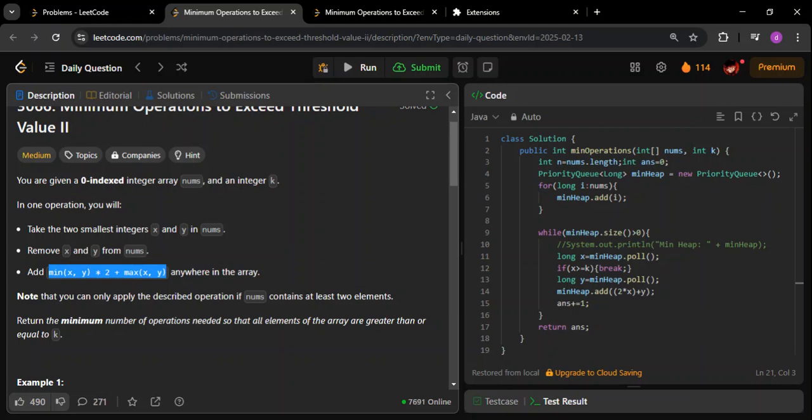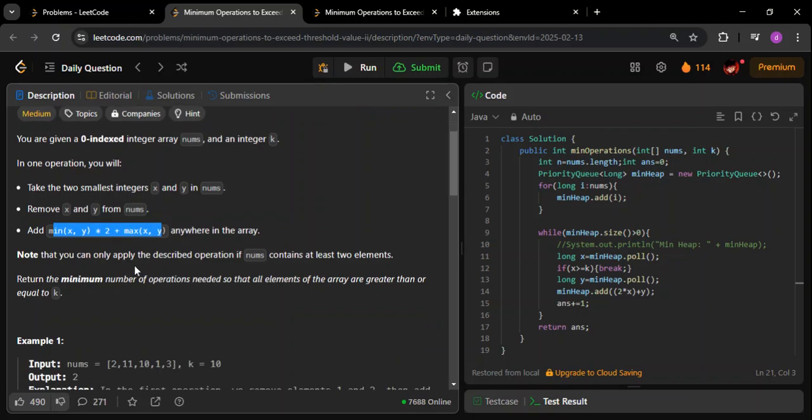Instead of those two, a new element will be inserted. So what is that new element going to be? It is going to be this: among x and y, whichever is the minimum, take that, multiply it by 2, and add the bigger one among x and y. So min times 2 plus max. Remember, this whole thing is a single number. If you evaluate this, you will get a single number that will be inserted.